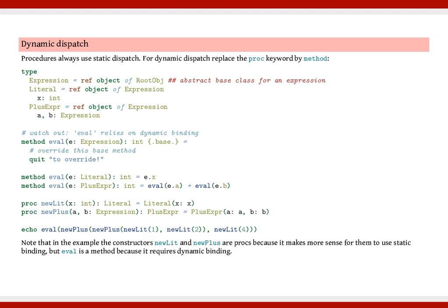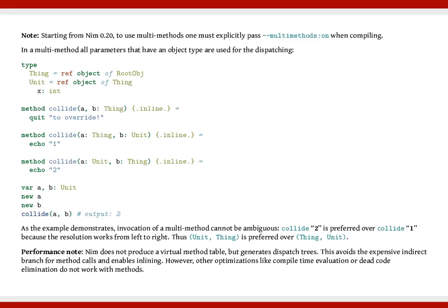Note that in the example the constructors newLit and newPlus are procs because it makes more sense for them to use static binding, but eval is a method because it requires dynamic binding. Note, starting from Nim 0.20, to use multi-methods one must explicitly pass --multimethods:on when compiling. In a multi-method all parameters that have an object type are used for the dispatching.